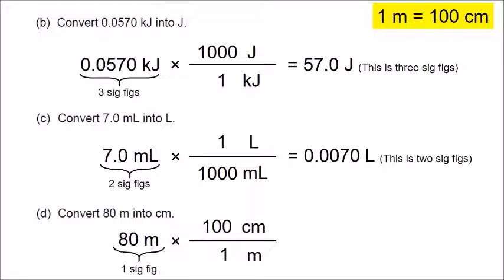And if we do the math, our answer is only going to have 1 sig fig because the number 80 does not have a decimal at the end. 80 times 100 is 8,000. So with no decimal at the end, our answer is 8,000 centimeters, and this is only 1 significant figure.